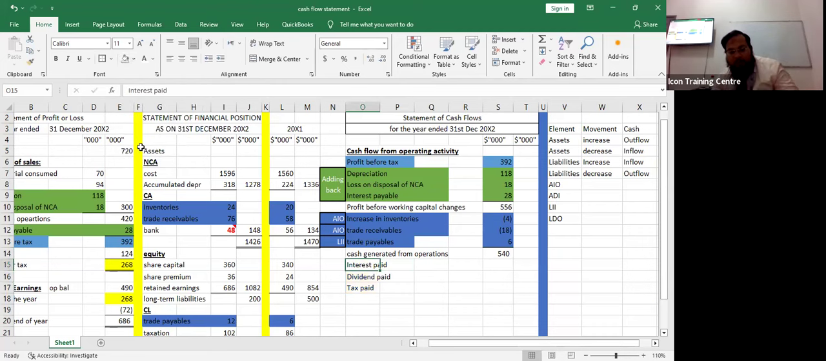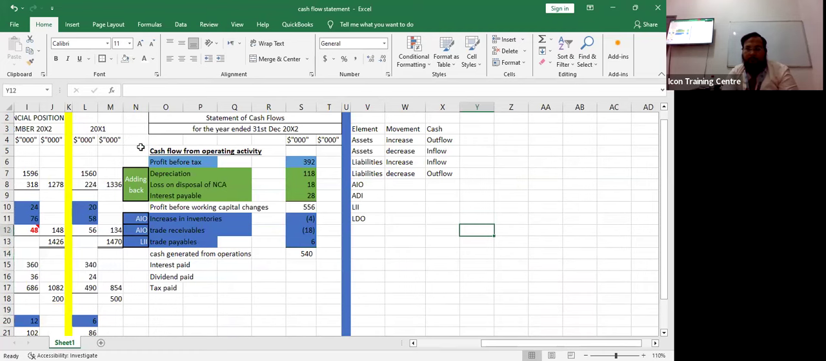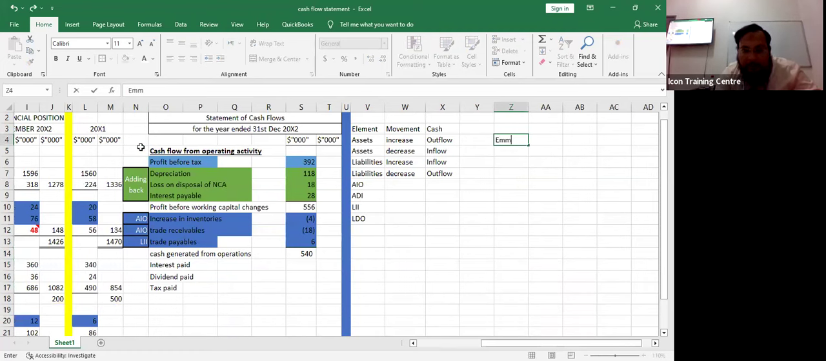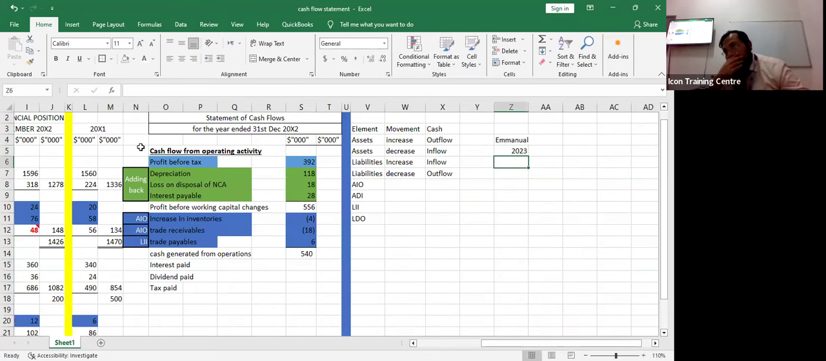Okay, can I ask you one thing? Brother Emmanuel, in 2023, the fee payable to Icon was $1,000. This is what was payable; you didn't pay this. At the end of 2023, how much was it payable?